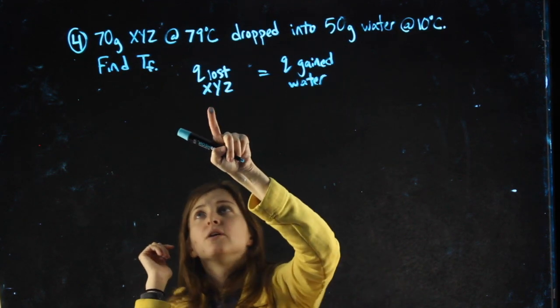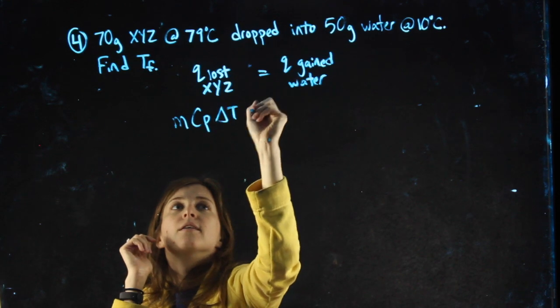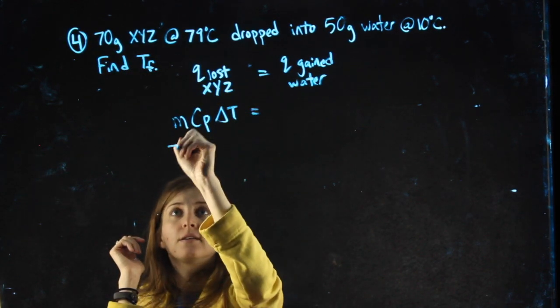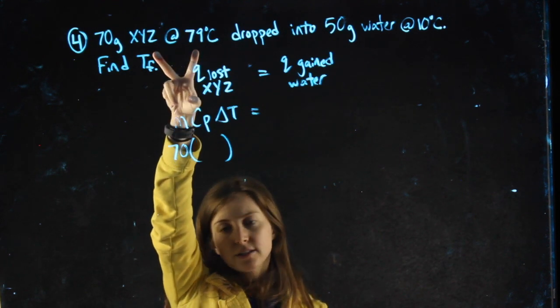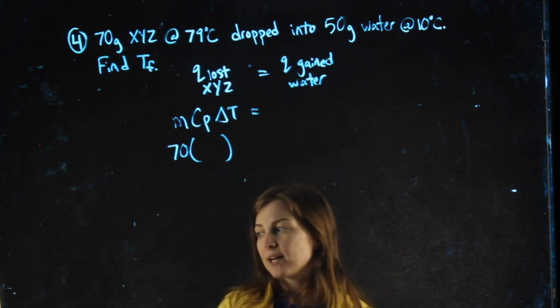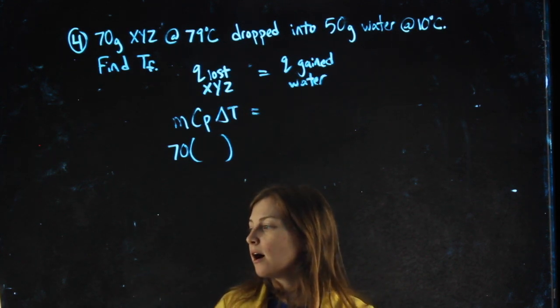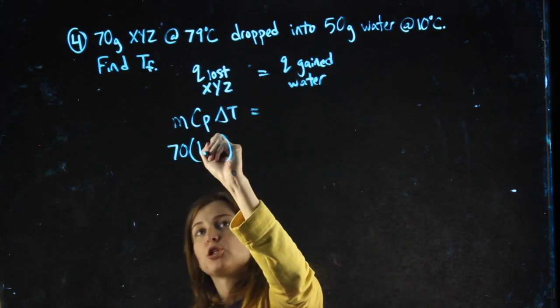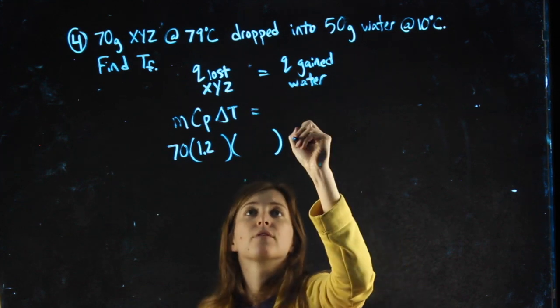For XYZ, we're dealing with a mass of 70. The CP, now we have XYZ at 79 degrees. According to my chart, or the given information, it's a liquid at that temperature. We're below the boiling point, above the melting point. So the CP would be 1.2. I'm going to leave change in temperature blank for now.